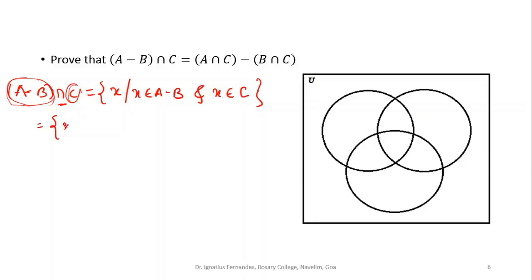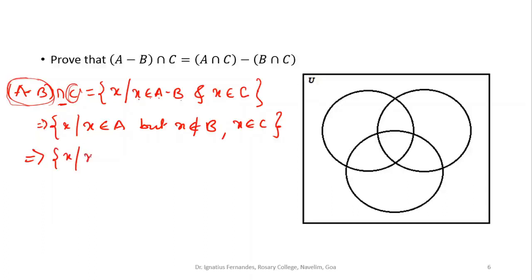Now, so it is all those x. Now x is in A minus B. What do we mean by that? What is A minus B? It is the collection of all those elements which are in A but not in B. So x is in A but x is not in B. And not to forget, x is in C, that we know. So what we have is, we have all x such that x is in A and x is also in C, but x is not in B.